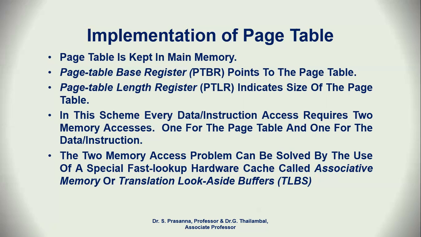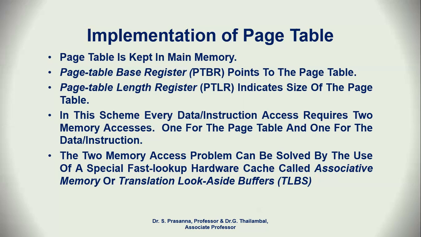In this scheme, every data or instruction access requires two memory accesses. First you need to take the page table, and only then can you search for your particular data or instruction frame number in the physical address, because if the page table is not retrieved, you cannot retrieve your data and instructions from memory. Therefore, the first memory access is for the page table, and once you retrieve it, the second memory access is for the particular data or instruction you want.